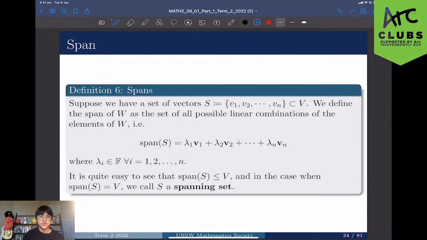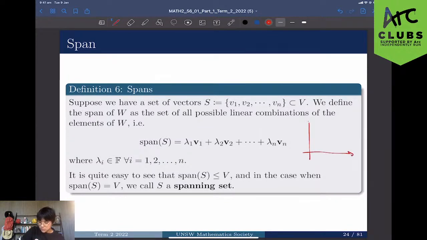So now I move on to span. Suppose we have a set of vectors from v1 to vn. We define the span of W as the set of all possible linear combinations of the elements of W. And if the spanning set, so if S spans the whole space, we call S the spanning set. So just a quick example.